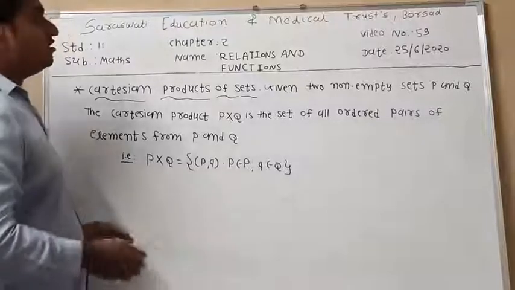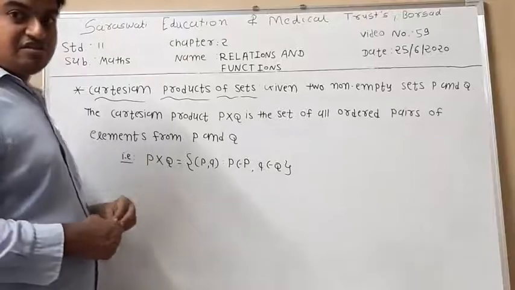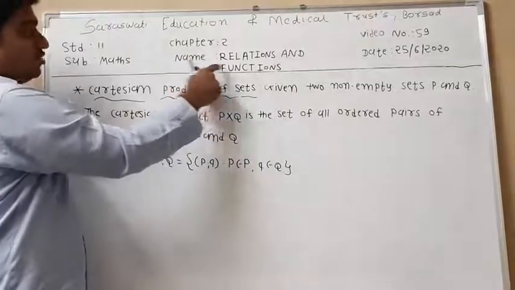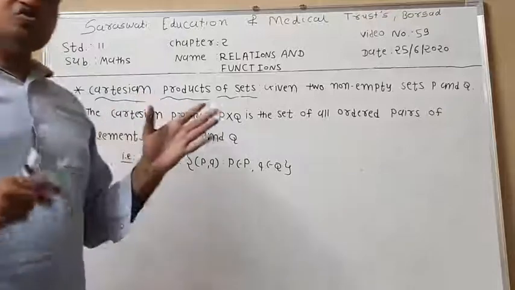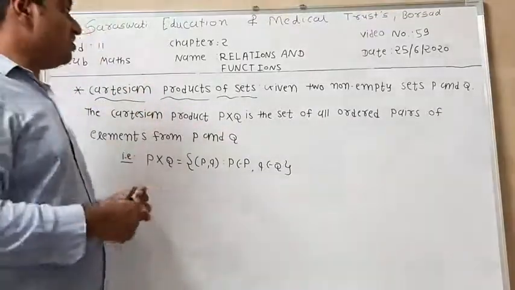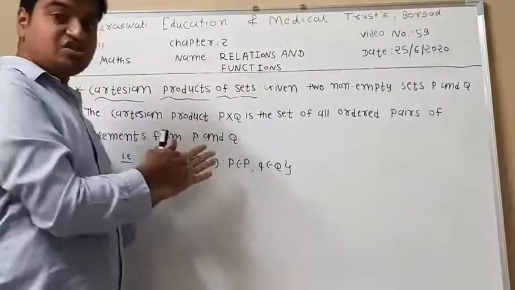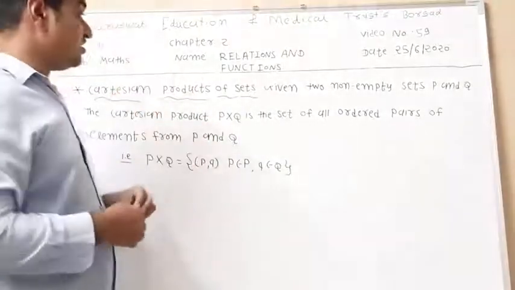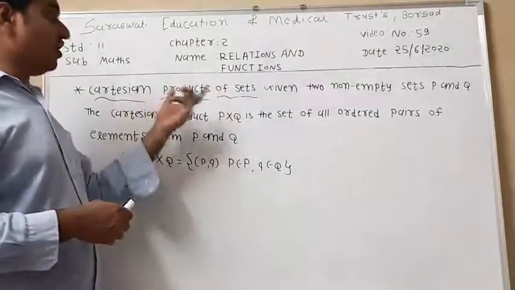Good morning, students. Today we are starting a new lesson, chapter number 2, Relation and Function. This lesson is also important for 12th standard because related topics are also present in 12th standard. So now, first of all, let's discuss the definition of Cartesian product.